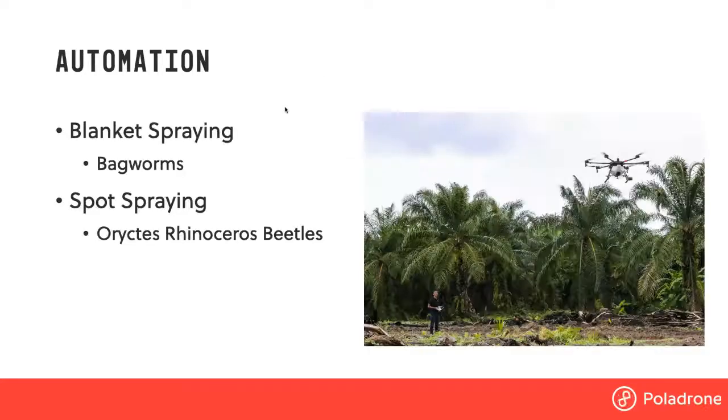For the automation side, as I mentioned earlier, we are targeting blanket spraying and also spot spraying. Blanket spraying has two usages in the plantation. The first one is for the disease of bagworms, where we apply blanket spraying to spread around the plantation area. And the second method is spot spraying, which we normally use for the disease of Oryctes rhinoceros.